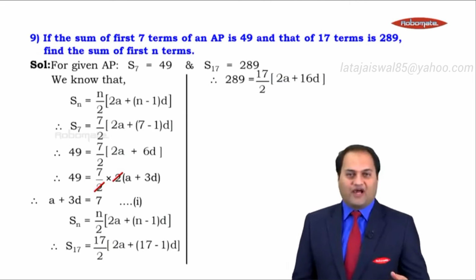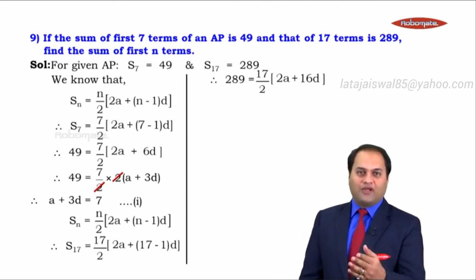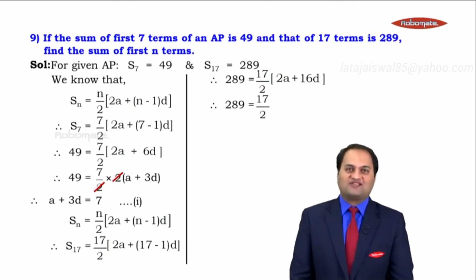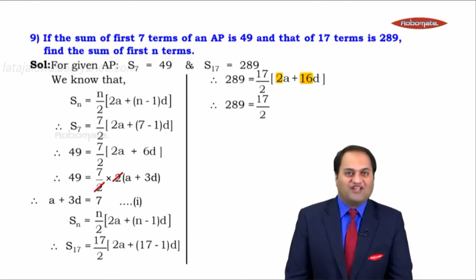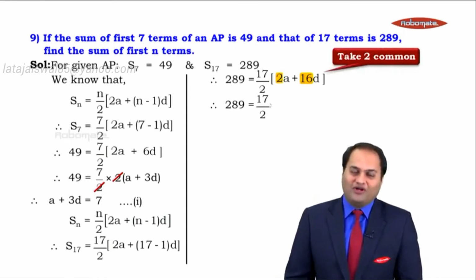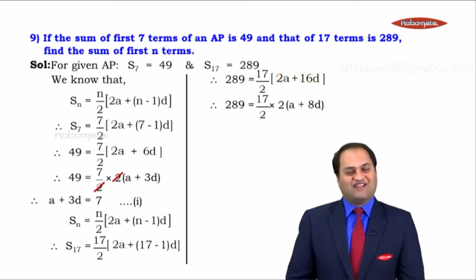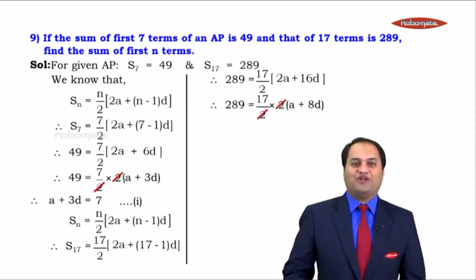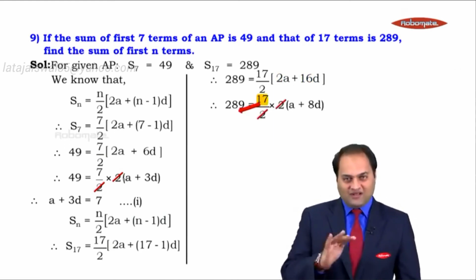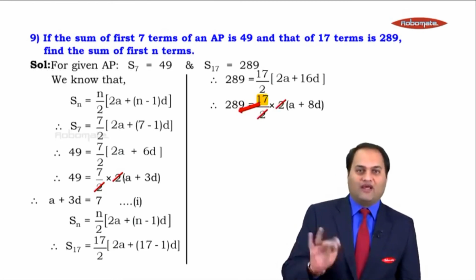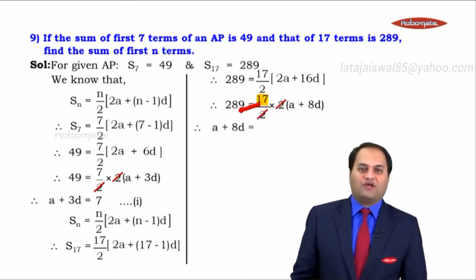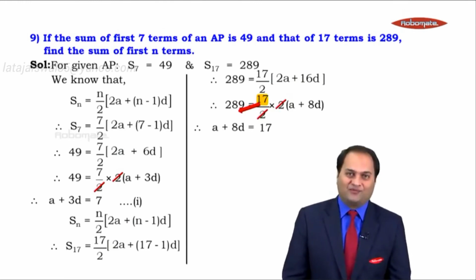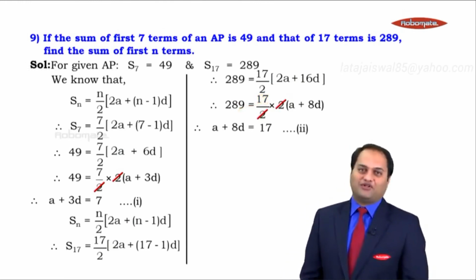Again, we get two options. Either take that 2 to the other side and multiply, or, as we discussed earlier, a better option is that we have 2 and 16, so 2 can be taken common out. Take 2 common, and what remains inside the bracket is a plus 8d. The best part is 2 and 2 will get cancelled. And what remains? 17 goes down, you get 289 upon 17. So you get a plus 8d is equal to 17, because 17 17s are 289, right? Let this be equation number 2.